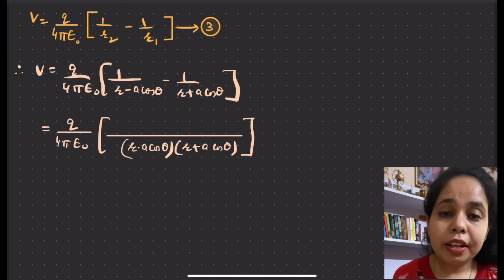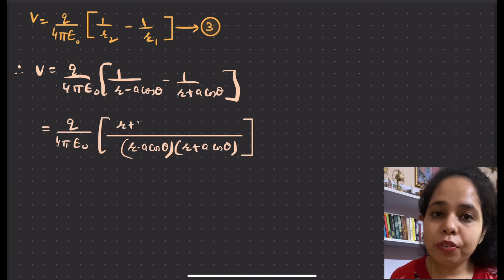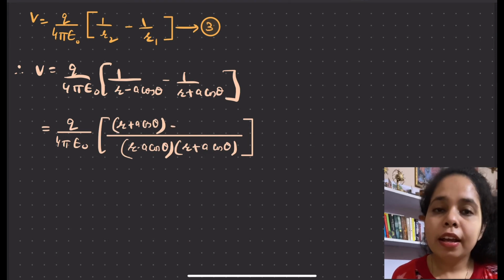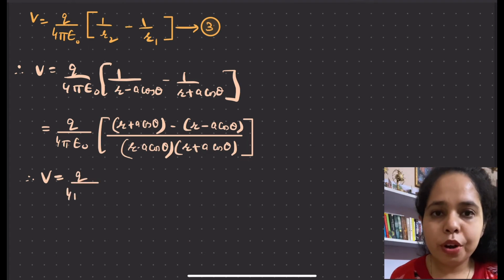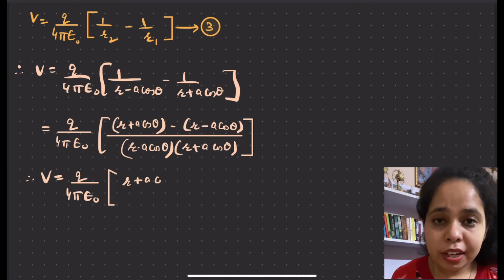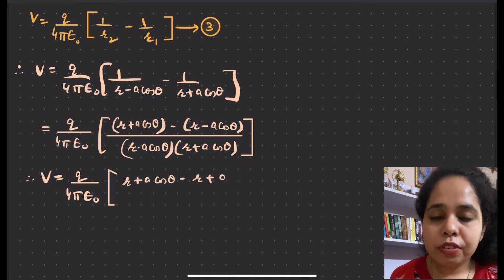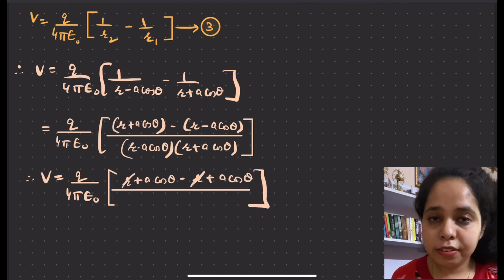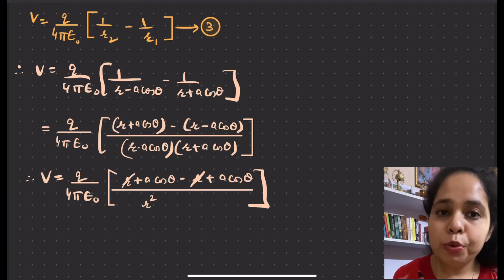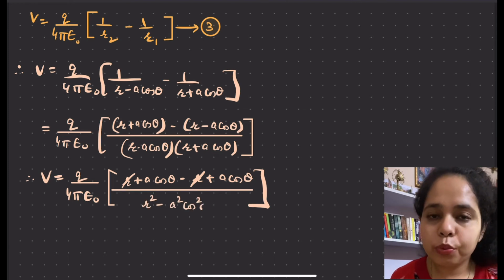And now taking the LCM we have r plus a cos theta, just put the brackets so that there is no confusion, minus, and inside the brackets we have r minus a cos theta. In the next step we are going to open up the brackets, therefore we have V is equal to q upon 4 pi epsilon naught, r plus a cos theta minus r plus a cos theta, and we can cancel out r, and in the denominator we can open up the brackets and write the formula as r square minus a square cos square theta.